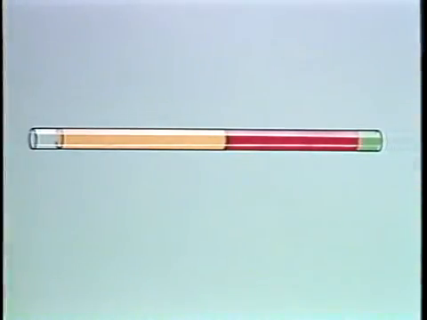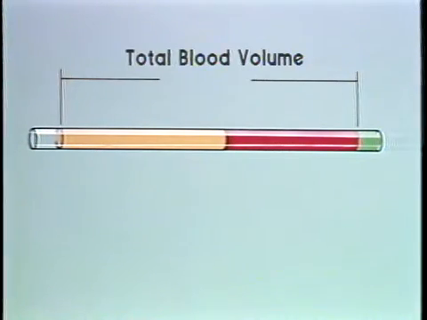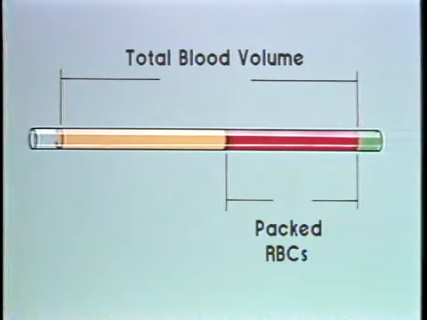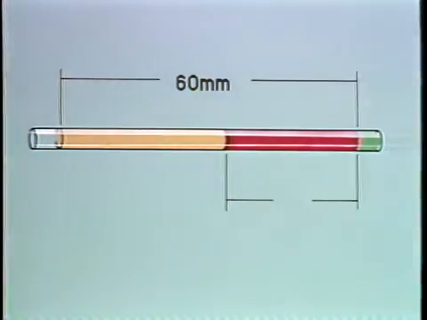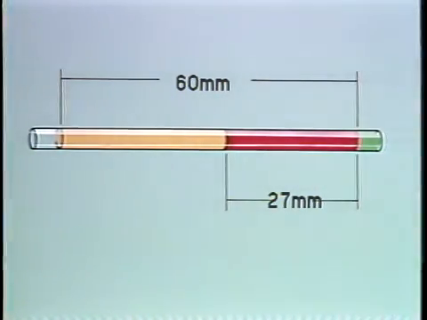Two measurements are now required: the height of the total blood volume and the height of the packed red blood cell volume. In this example, the height of the total blood volume is 60 millimeters, and the height of the packed red blood cell volume is 27 millimeters. Note that the wax plug is not a part of the measurement.